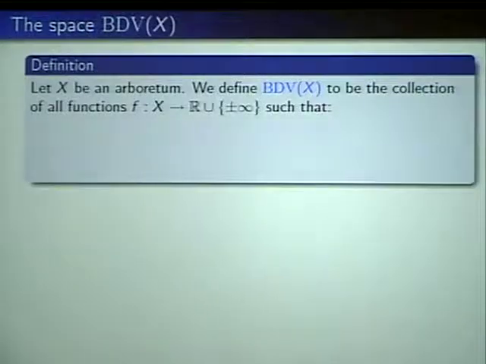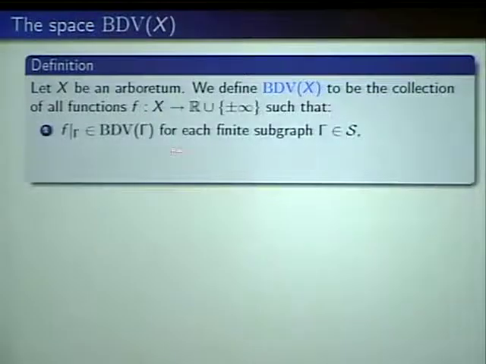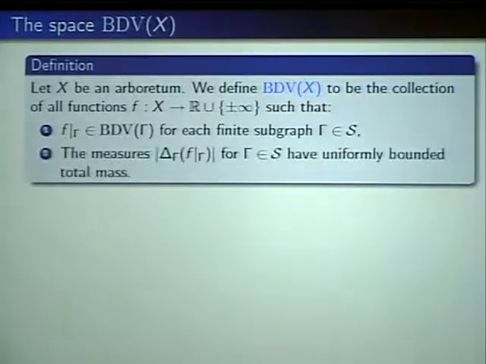But it's useful because now we can define a space of functions on which we'll have a Laplacian. So BdV of X, on this big inverse limit space, is defined using BdV of gamma. BdV of X will be all functions, which are allowed to be plus or minus infinity, whose restriction to each finite subgraph is in BdV. So we can take the Laplacian of its restriction to any finite subgraph, and these Laplacians on each finite subgraph have uniformly bounded total mass.